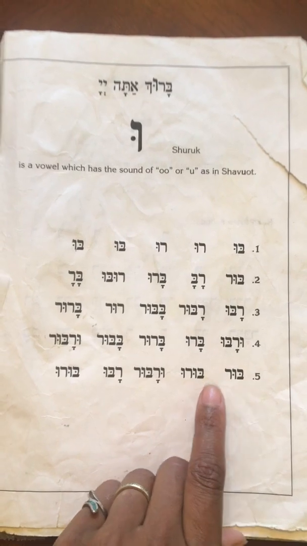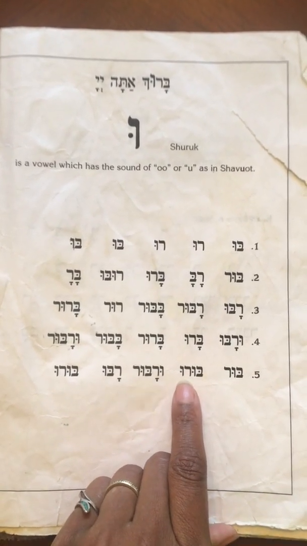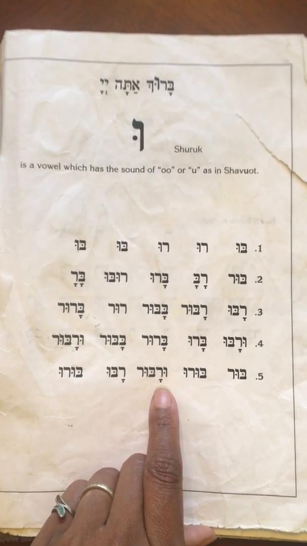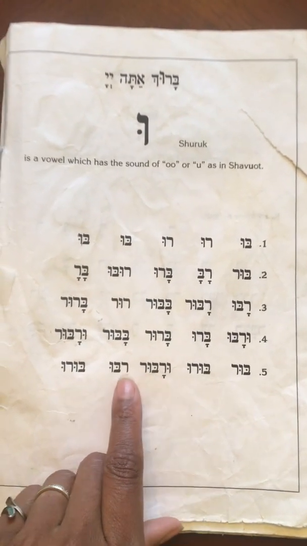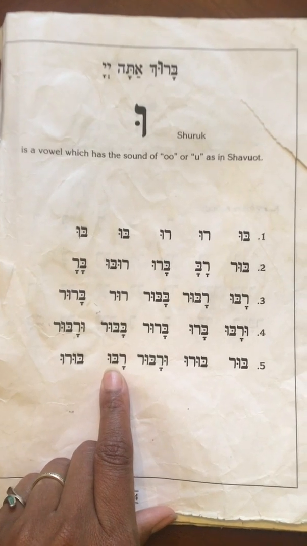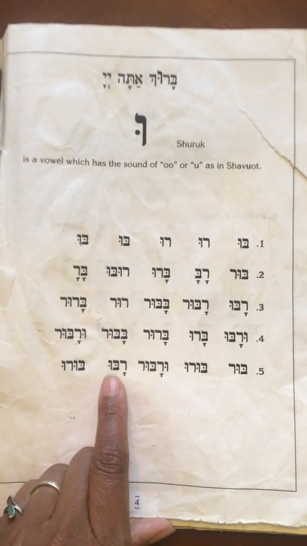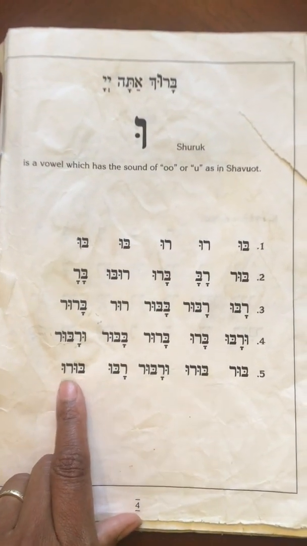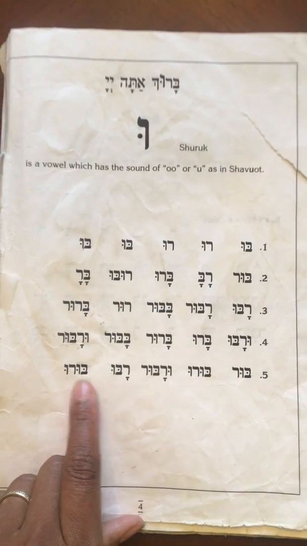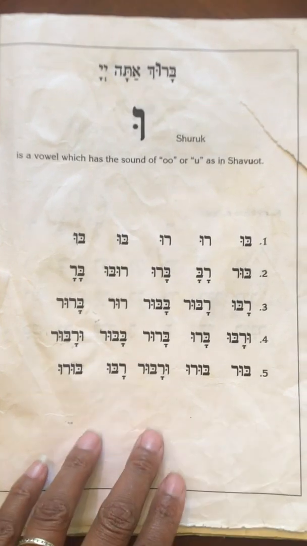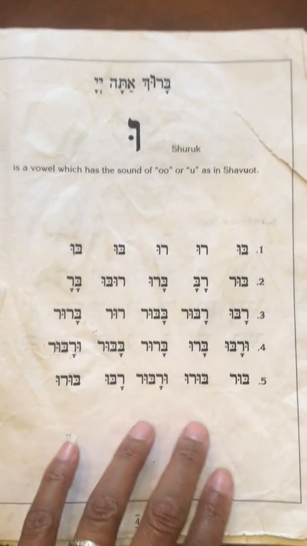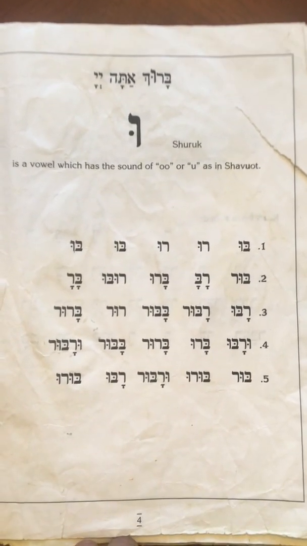Boor, buru. Oo, ra, boor. Oo, ra, boor. Rabu, buru. Wow, that was easy, right? Hopefully so. But if not, get this down. Get this concept down, okay?